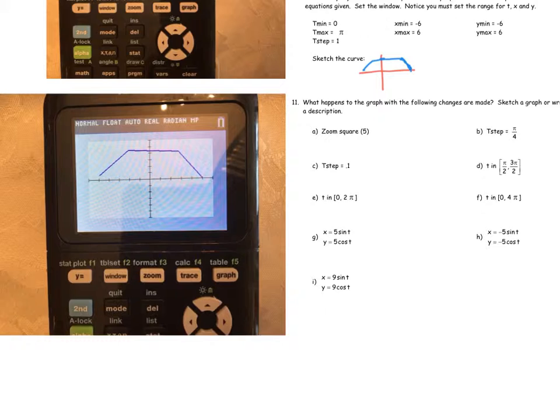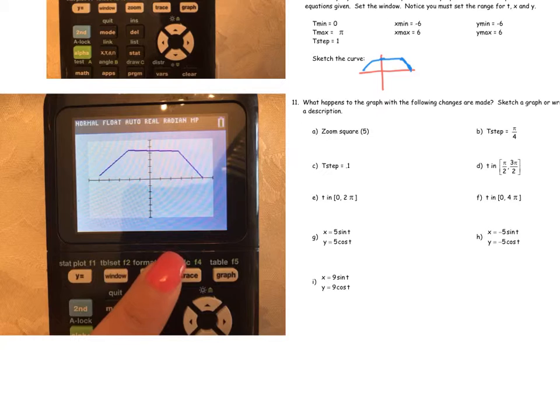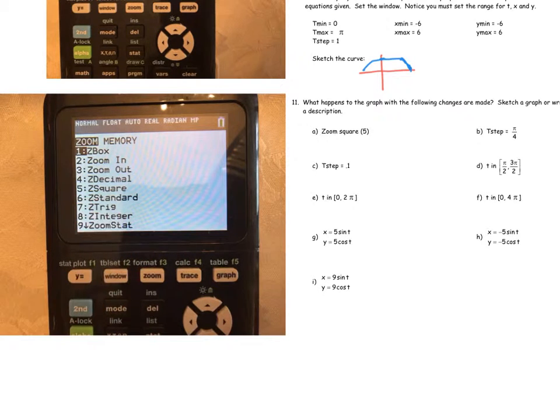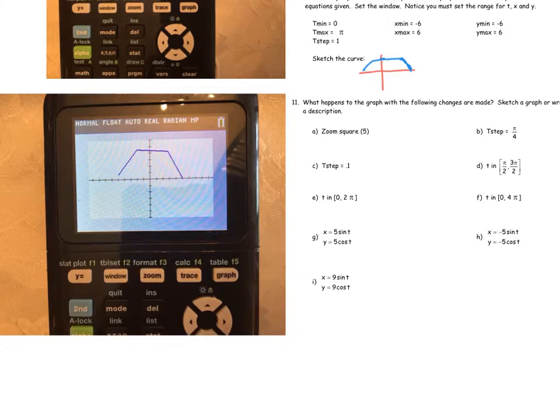Okay, in number 11, I'm asked to graph with certain changes to the window and describe or sketch a graph to show the difference. So in A, they want me to hit zoom square 5. So let's see what we will get. If we click on zoom and then 5 for square, this is what we're going to get. Almost the same graph as the previous one. Now let's move on to B. Make sure that you sketch those.